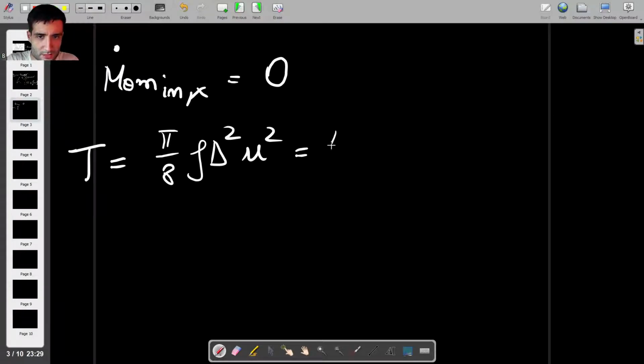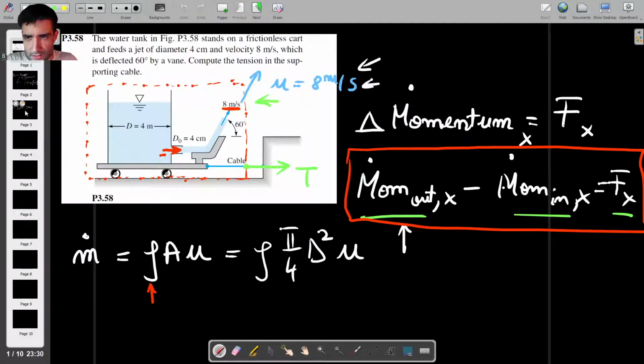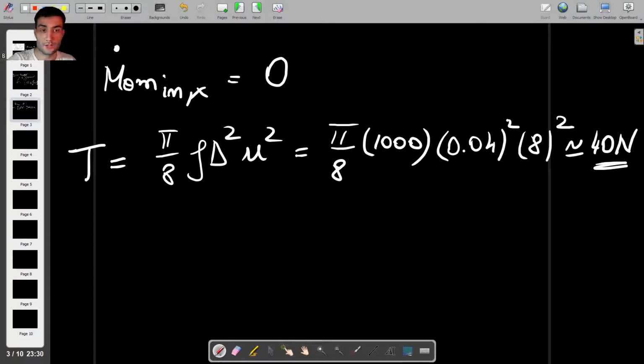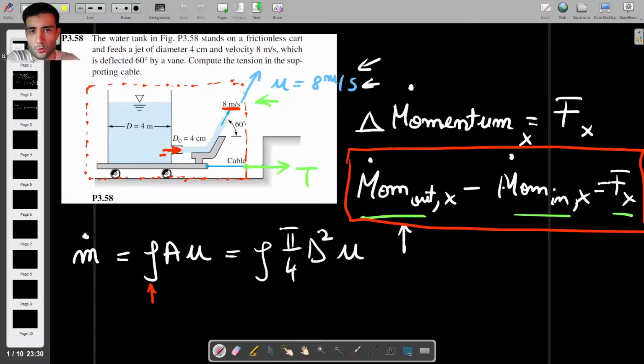So we can just put the numbers in. We have 1,000 for density because we're dealing with water. The diameter, I think, was 4 centimeters, so we turn that into meters and square it, and then the velocity is 8 meters per second, and we square that as well. The result will turn out to be somewhere around 40 newtons. So this is the force required to keep the water tank in place. That force is the tension in the cable, and the tension is due to that momentum leaving the control volume. And that's the end of the question.